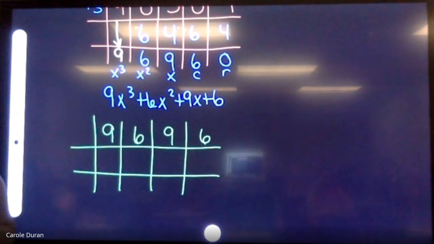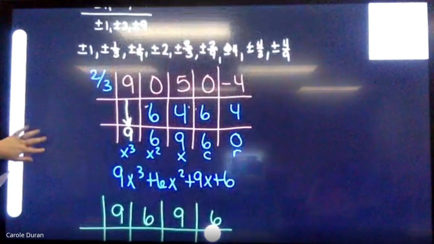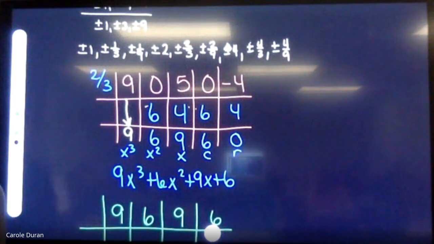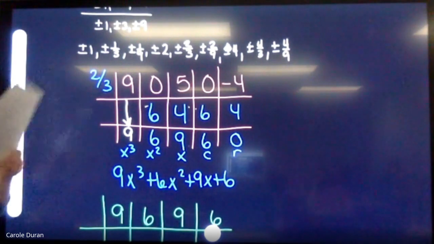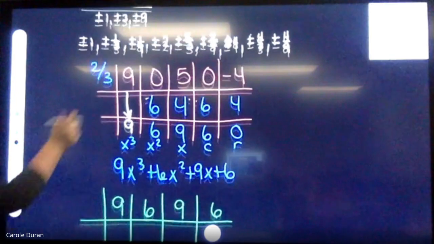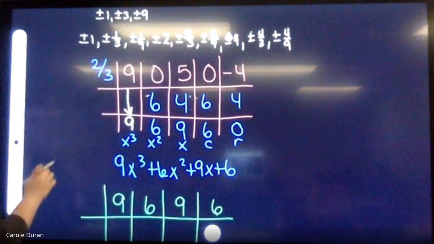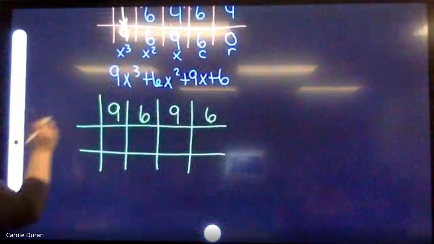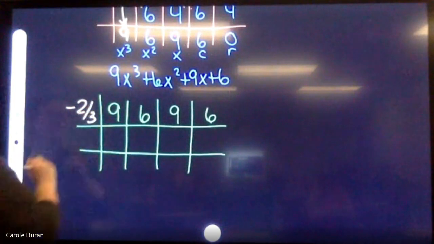So now let's pick a number from our list that you think is going to work. 1/3, 2/3, 1/9, how about negative 2/3? We already did 2/3. Let's try negative 2/3 because that's on my list, so I can potentially use it.